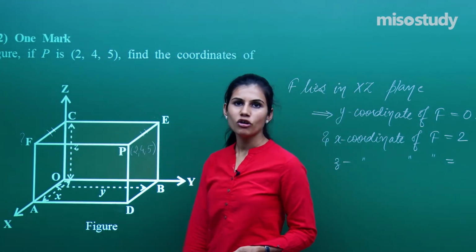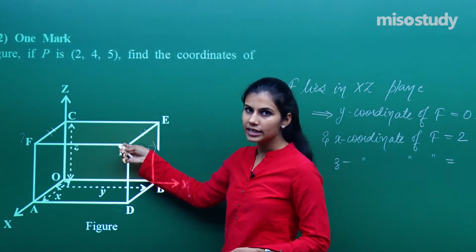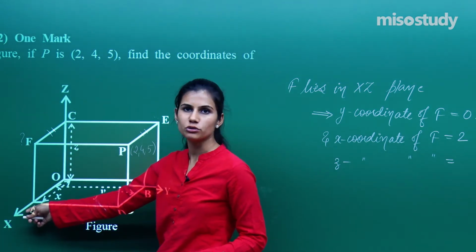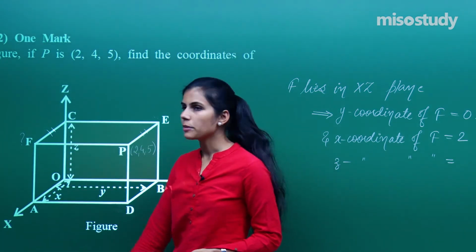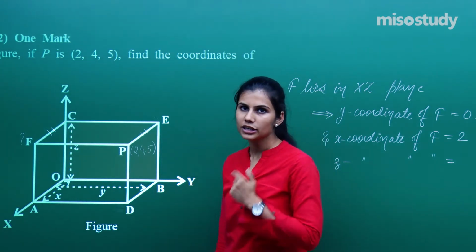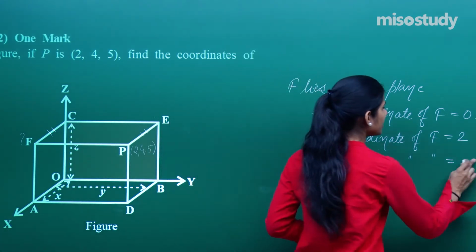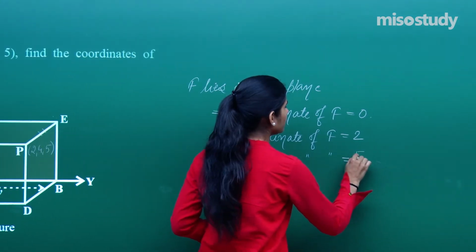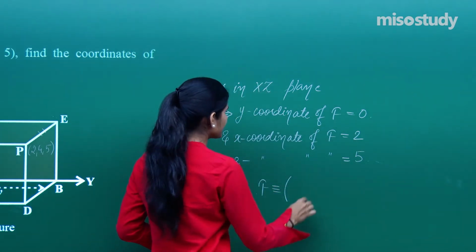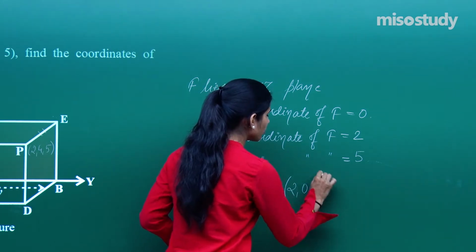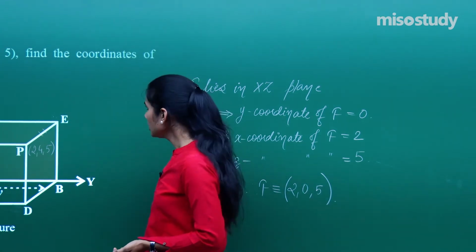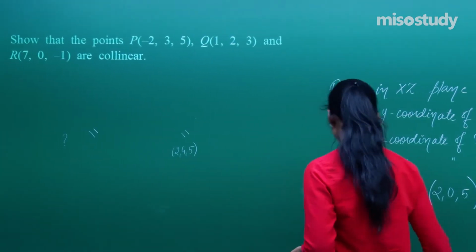What about z coordinate of F? Again, because F and P are lying on a straight line, whatever is the length of the perpendicular drawn from P onto the xy plane, same is the length of the perpendicular drawn from F onto the xy plane. That is nothing but the z coordinate. So, even the z coordinate of F and P will be the same. Z coordinate of F will be equal to 5. Therefore, point F will have x coordinate 2, y coordinate 0, z coordinate 5. These are the coordinates of point F. Clear?